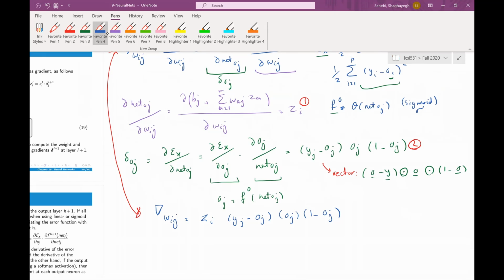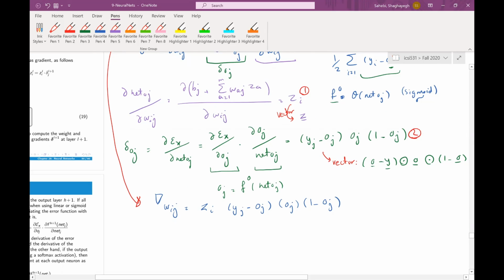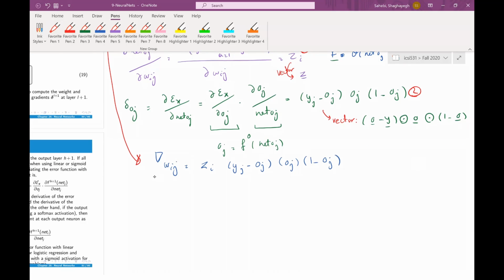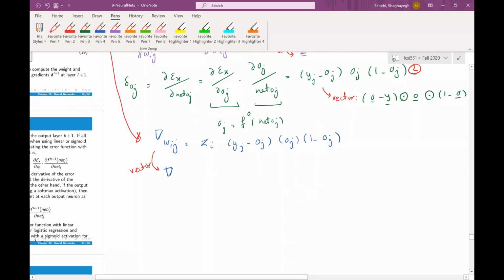And well, the vector form of Zi, if you put all the Zi's together, it's going to just be Z, right? And the vector form of the gradient is going to be the derivative with respect to, it's going to be a matrix now, right? Because we have a matrix of W varying I's and J's. So we are going to have WO because we're looking at the output layer.